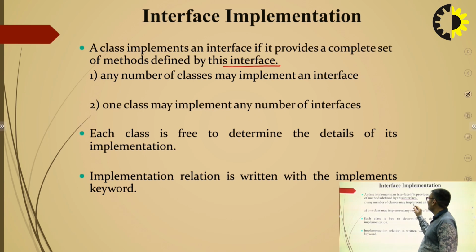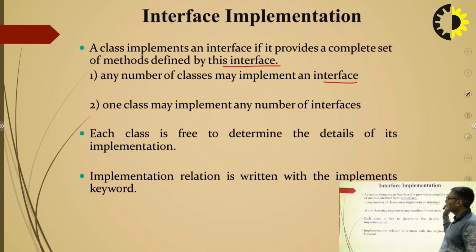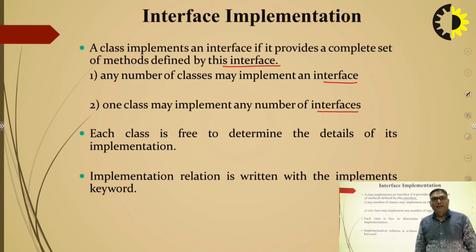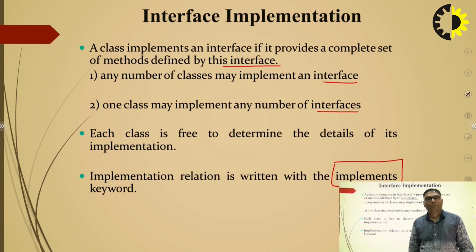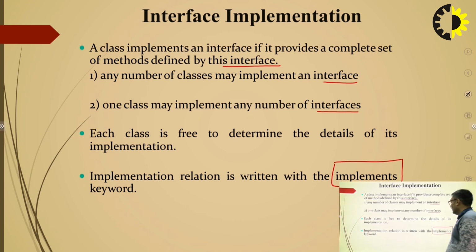Any number of classes may implement an interface, and one class may implement any number of interfaces, but a class can't extend a number of classes. Each class is free to determine the details of its implementation, and the implementation relationship is written with the help of the implements keyword. So here the keyword that we will use to implement an interface inside the class is implements.